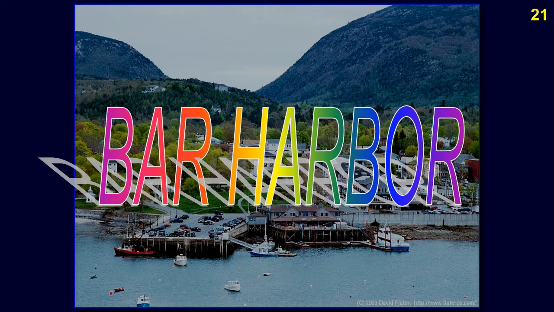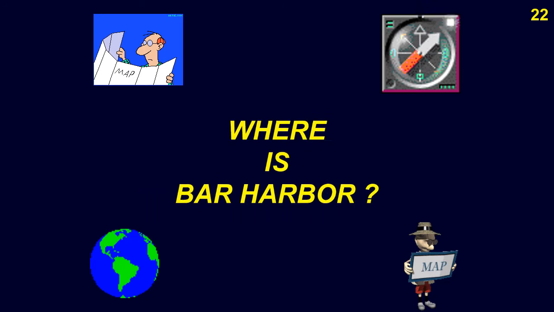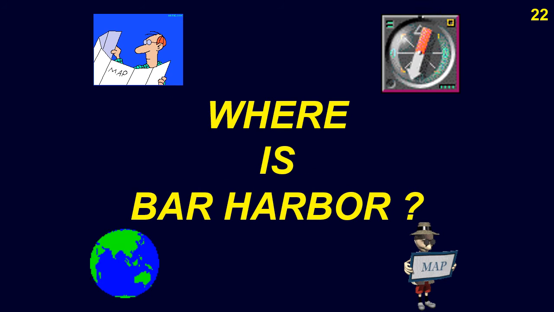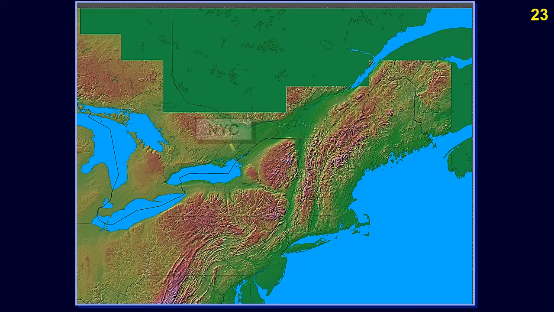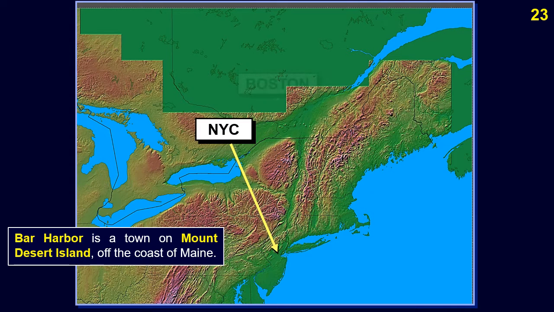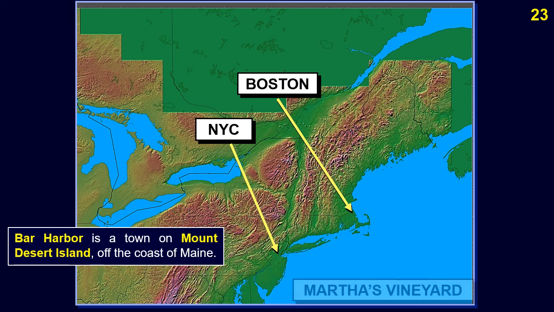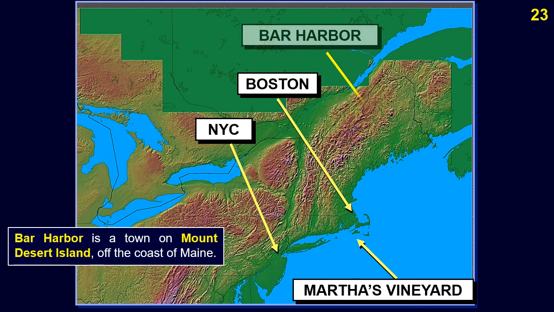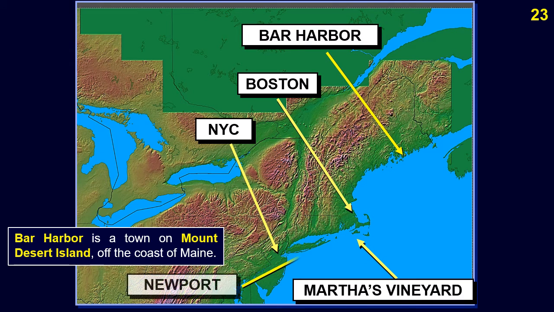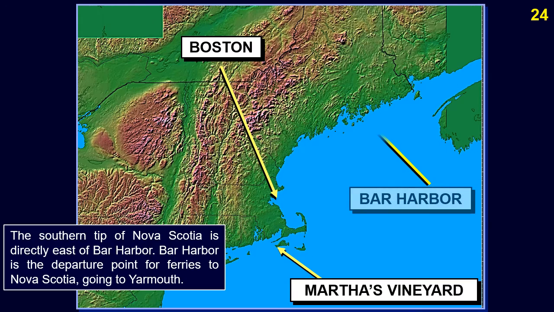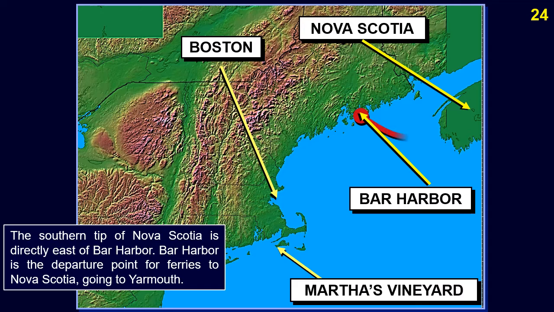Chapter 5. Bar Harbor. Where is Bar Harbor? Bar Harbor is a town on Mount Desert Island, off the coast of Maine. The southern tip of Nova Scotia is directly east of Bar Harbor. Bar Harbor is the departure point for ferries to Nova Scotia, going to Yarmouth.